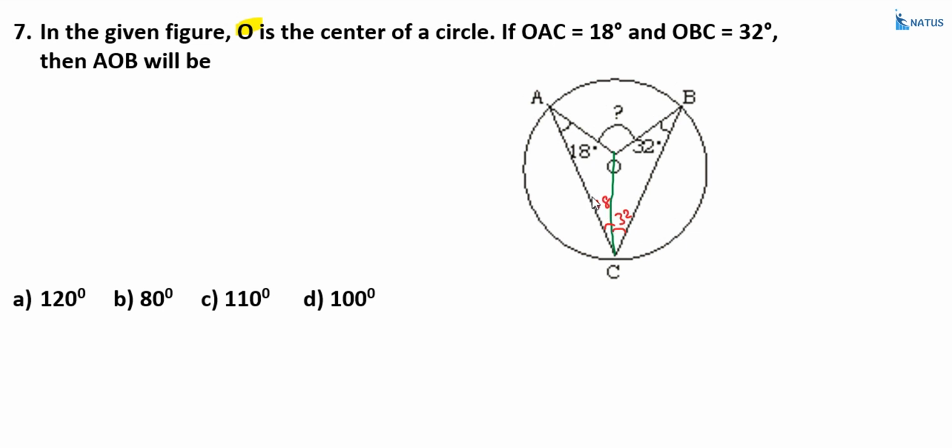And what is the sum? This is equal to 50 degrees or not? Suppose ACB is equal to 50 degrees. And what about the AOB? This angle is twice that of this one. So twice of 50, that is equal to 100. Option C is the correct answer.